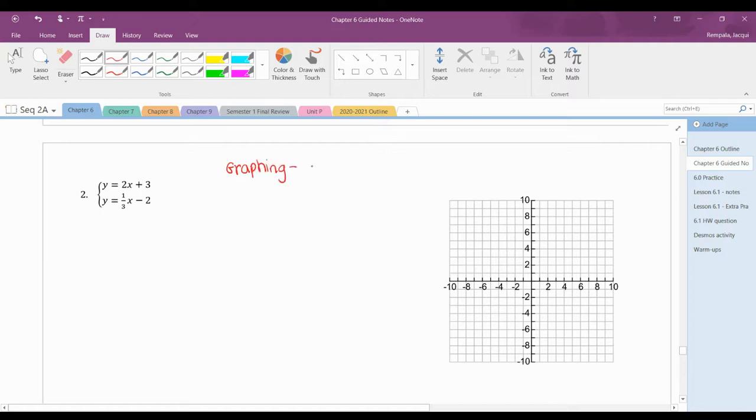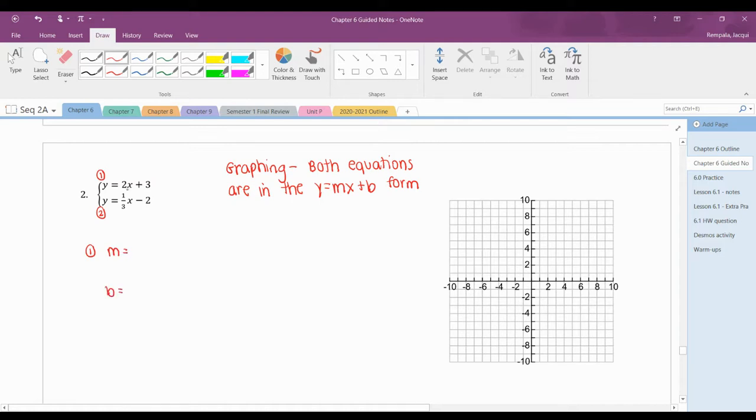And the reason why graphing is the best method is because both equations are in the y equals mx plus b form. Okay, they're all in slope-intercept form. So notice that means that we've got two equations. I'm going to go ahead and because I'm graphing, I'm going to identify the slope and the y-intercept.